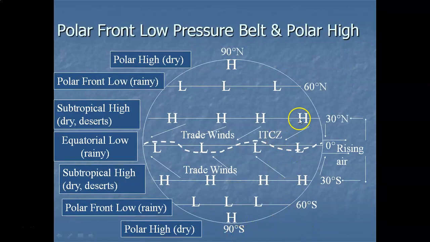So now what we're going to do is finish off our alternating pressure belts at 60 degrees and 90 degrees. It's not really as hard as you think. It's alternating. So at 60 degrees, it's going to be low pressure, and it's called the polar front low. And low pressure is always rising air and bringing clouds and rain. And the word front here is really kind of critical.